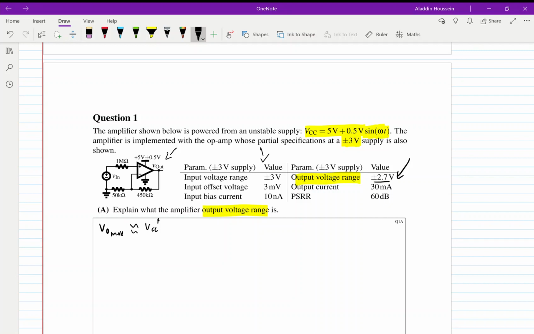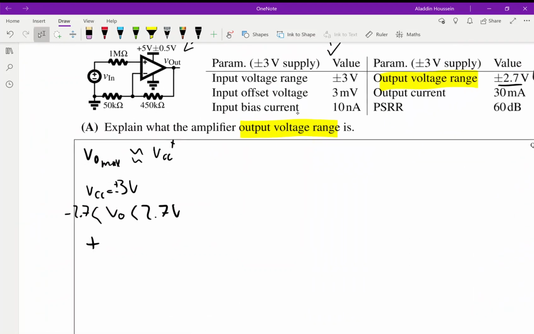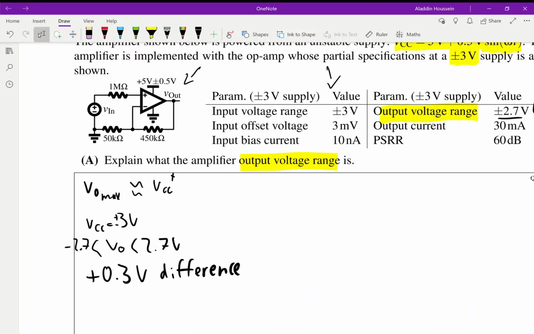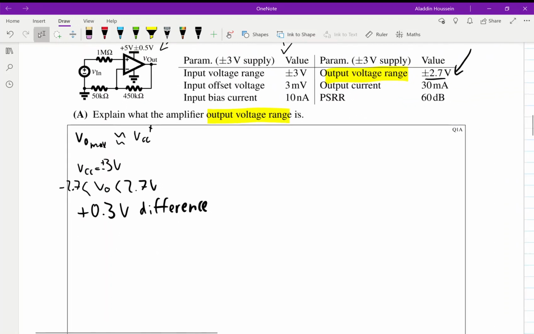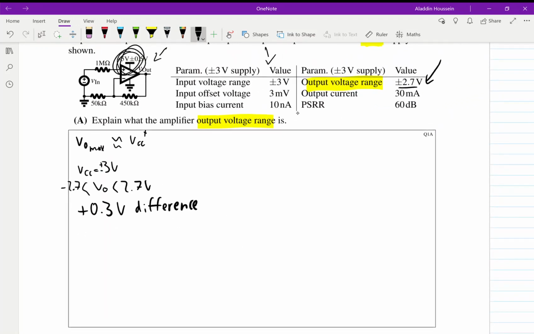going to occur. So if we observe that when VCC is equal to plus minus 3 volts, that Vout ranges from minus 2.7 to 2.7 volts, then we know that there's always going to be a 0.3 volt difference, right? Which means that even if I change VCC, I should observe that 0.3 volt difference. So this op-amp here will have a plus 0.3 volt difference inside of its boundaries, right?